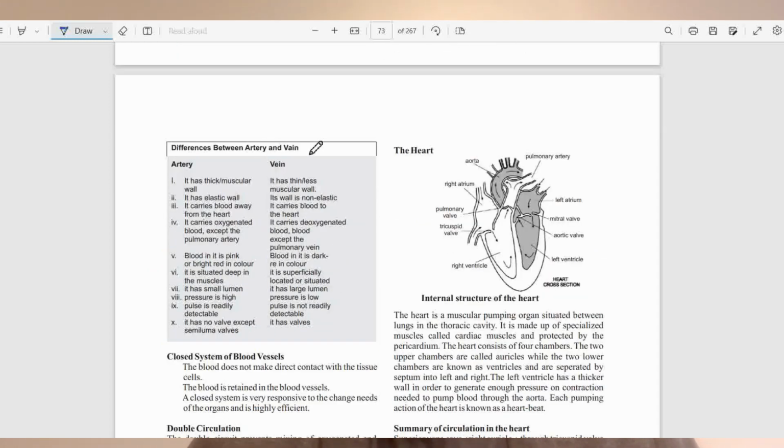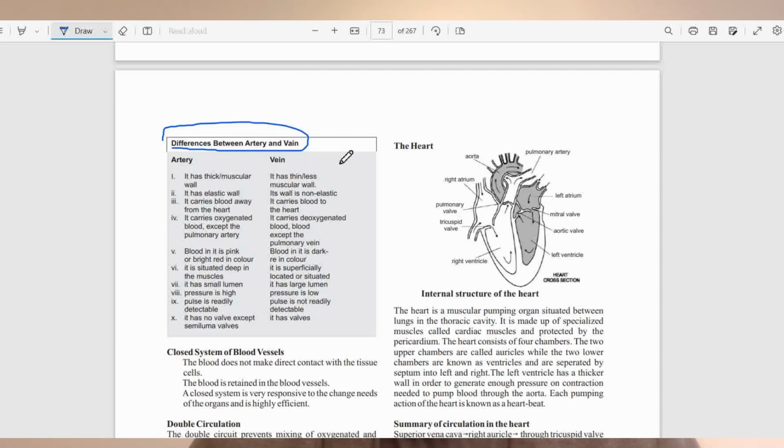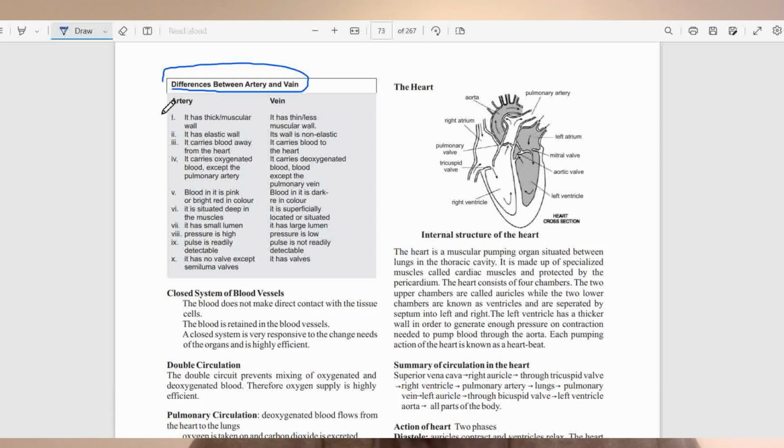Differences between arteries and veins. This is very common in your exam. You should be able to tell the differences, apart from the fact that arteries carry blood away from the heart and veins carry blood towards the heart. There are also other key differences.